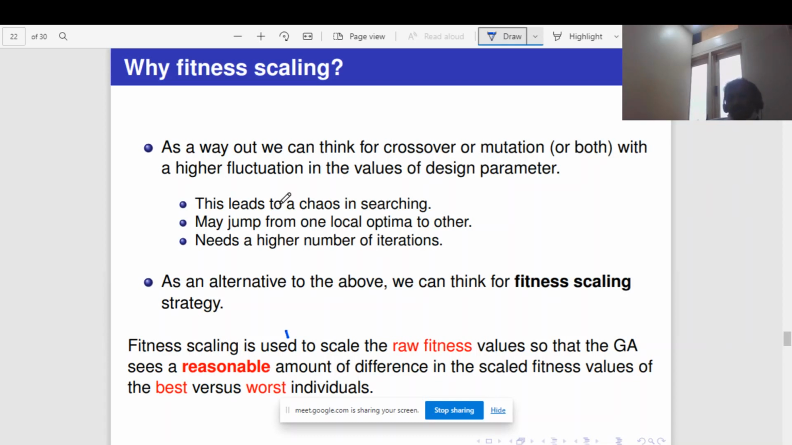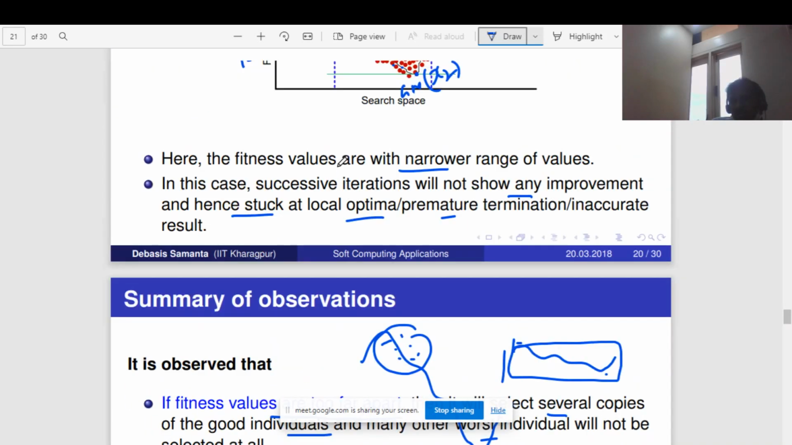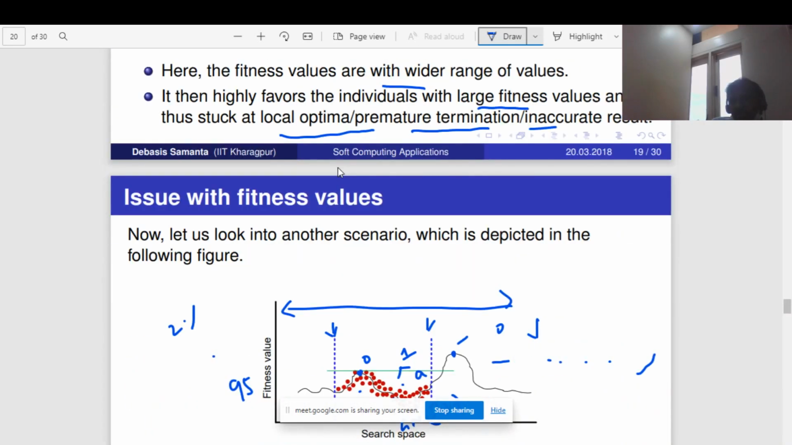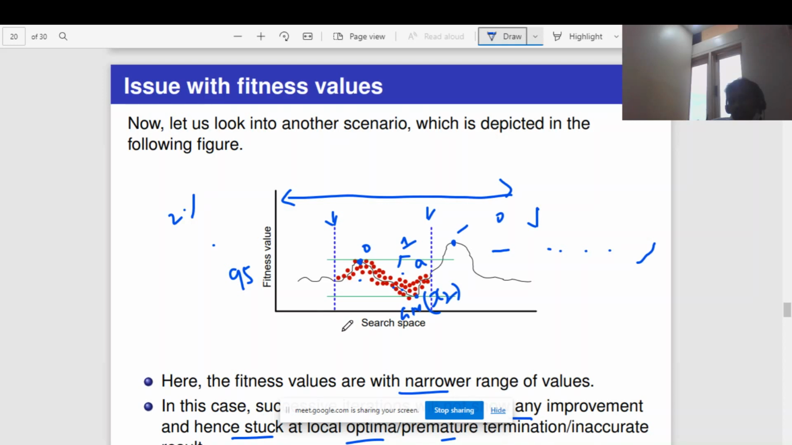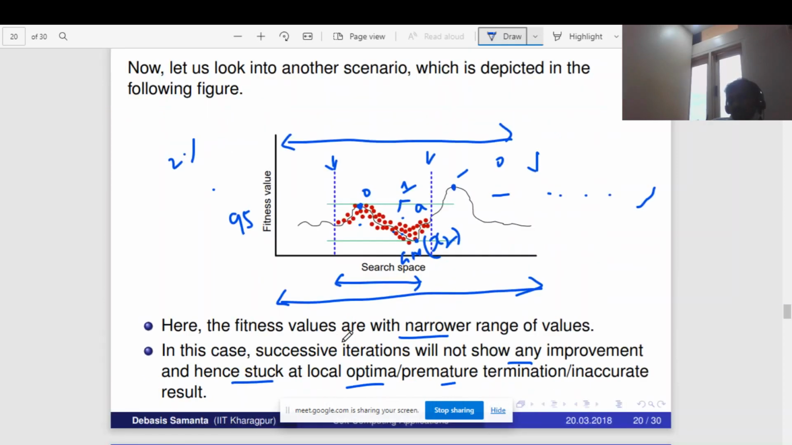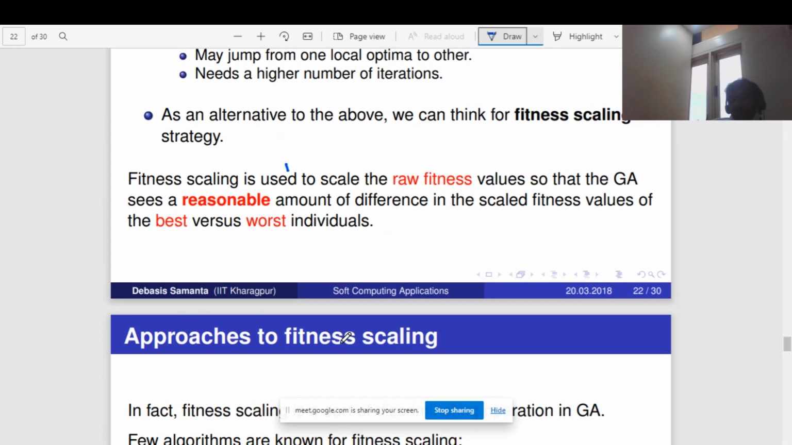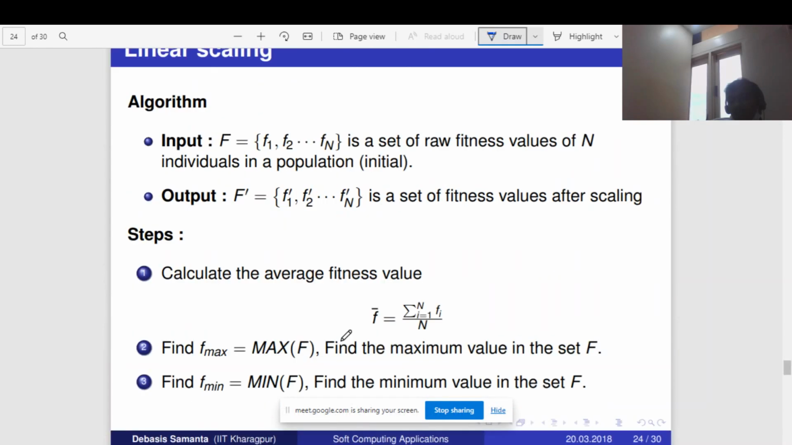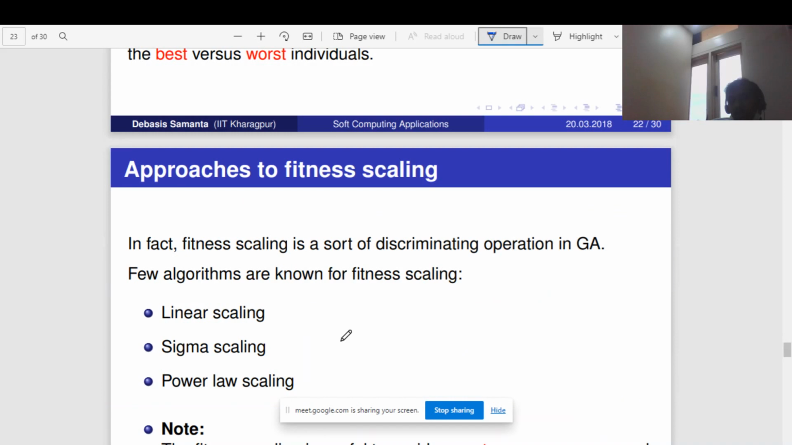So is there any way out? As a way out, we can think of crossover or mutation with a higher fluctuation in the values of the design parameter. What this says is that in the design parameter itself, you give a higher range. Why are you making this range smaller? Make the range wider in such a way that individuals from different regions can get selected. But if you do this, the problem will not converge quickly, and it may not lead to an optimal solution in a short period of time.